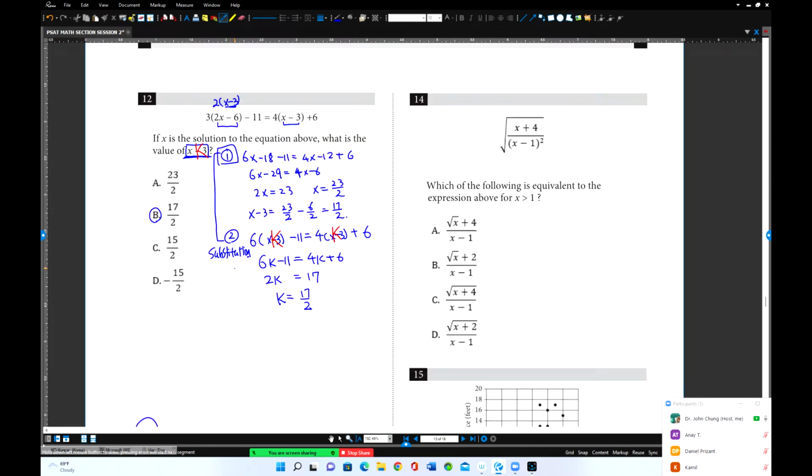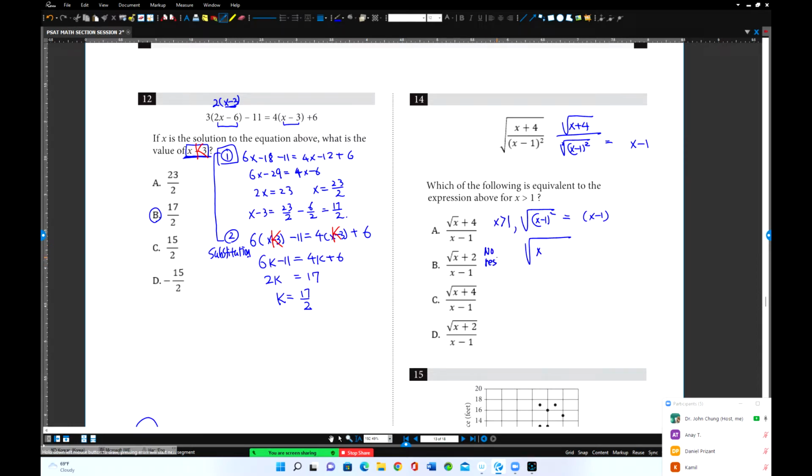Number 14. What is the equivalent? This is a square root. You can separate: x plus 4 over the square root of (x minus 1) squared. And this is index number 2, right? When you have a square root of a square, what does it equal? It equals x minus 1 when x is greater than 1, because if x is greater than 1, the square root of (x minus 1) squared equals positive x minus 1. If x is not restricted, it can be negative or positive. So generally this one is no restriction.